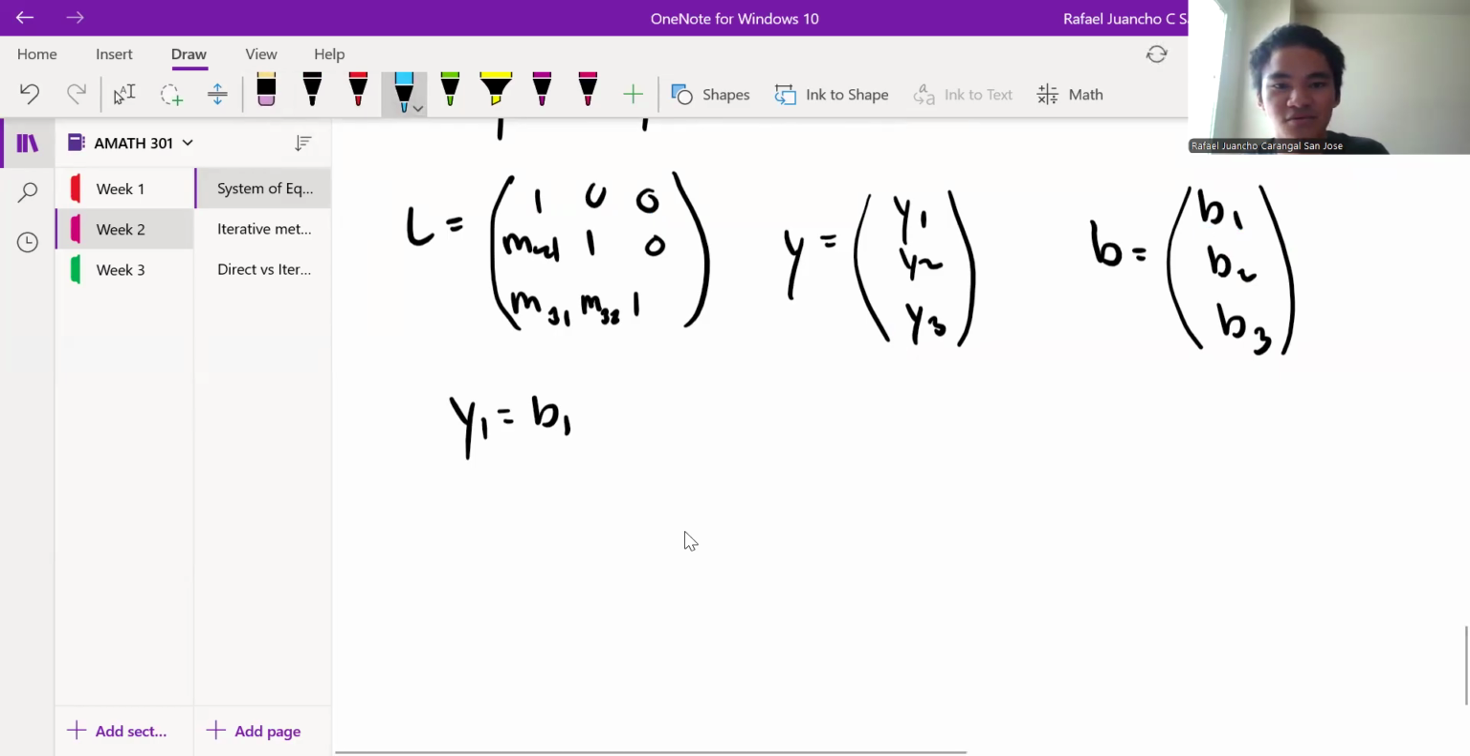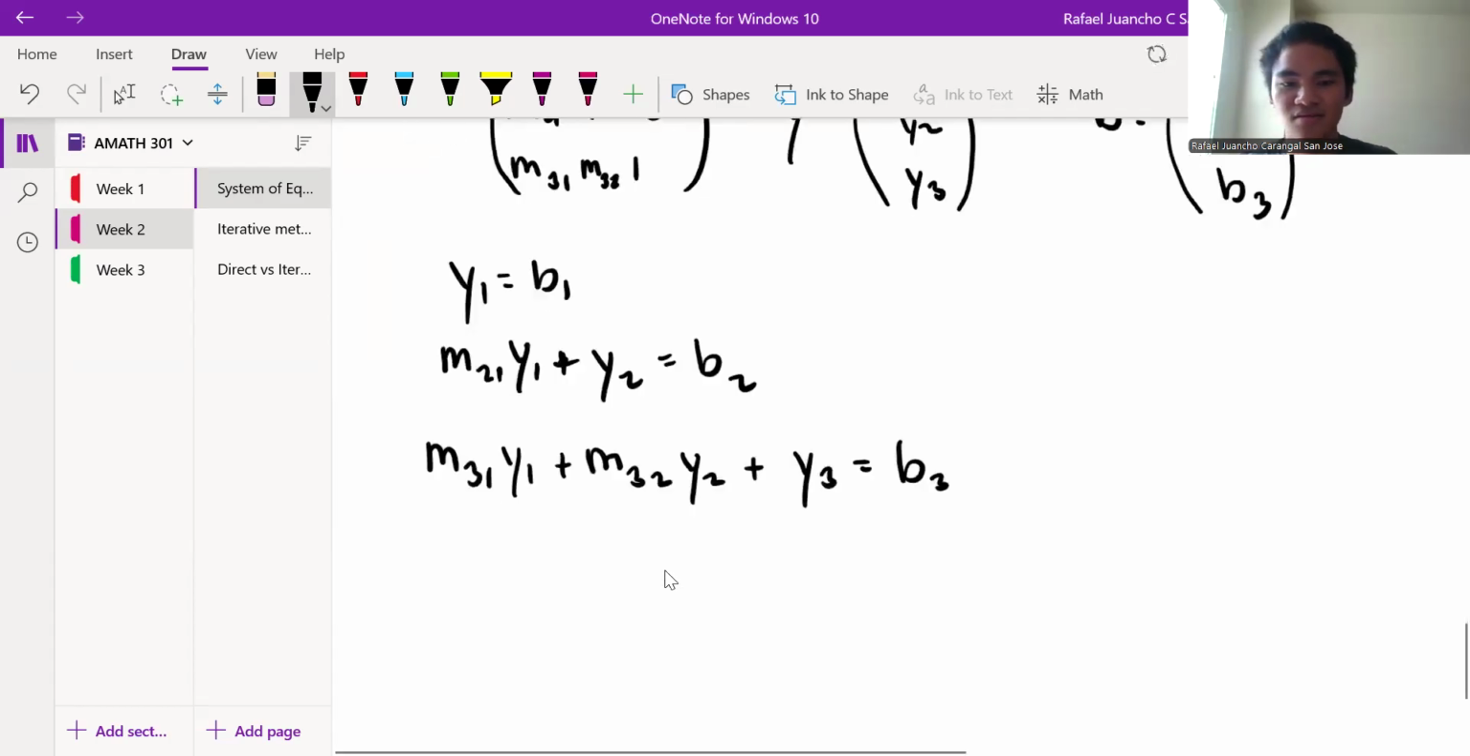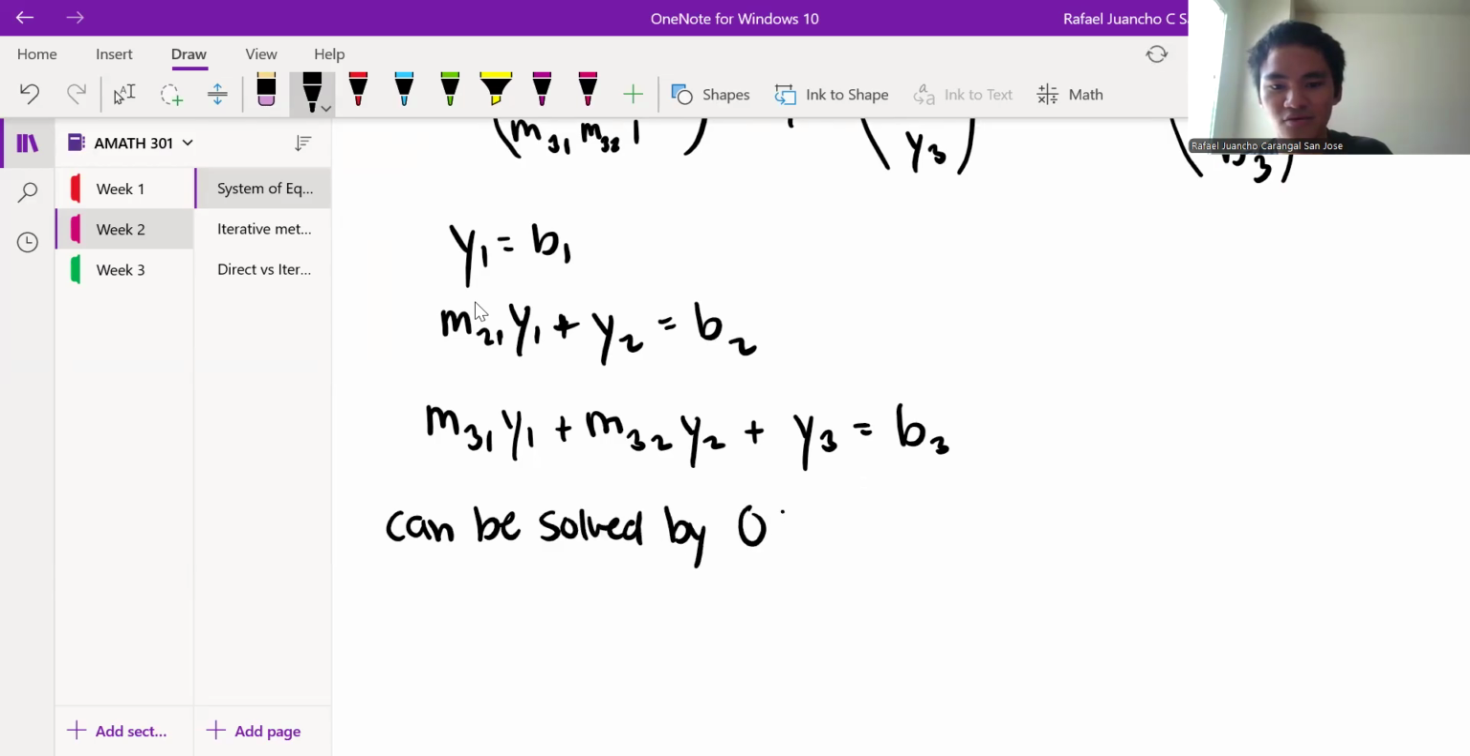And then same idea. If I do it for all, I've got m21 and I multiply that to y1 plus my y2, and then I should get b2. And then for the last one, m31 y1 plus m32 y2 plus y3 is equal to b3. So I have these three linear equations. That's a linear system. And surprisingly, this can be solved in O(n squared).